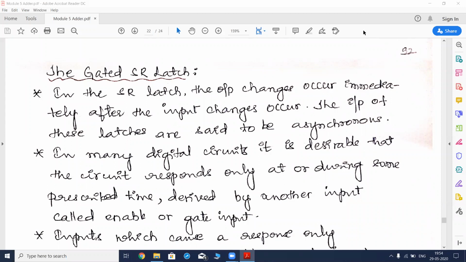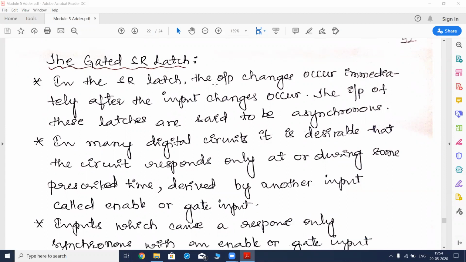So in this session we are going to discuss the gated SR latch. In the last session we discussed the S bar R bar latch. Now we'll go ahead and discuss the gated SR latch. This is the last of its kind in which we will discuss only the latch.